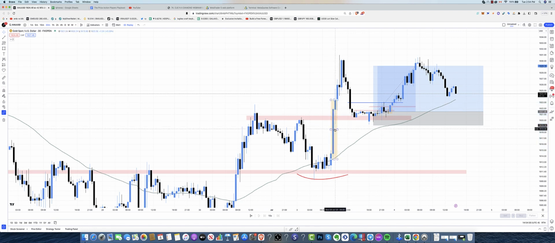Even when it pulled back, the sellers were exhausted with this wick right here. It shows that the sellers tried to push the price back down underneath the support, but they weren't able to. So this shows that when the price does come back to this area, there's a higher probability that it's actually going to bounce and we're going to head higher.